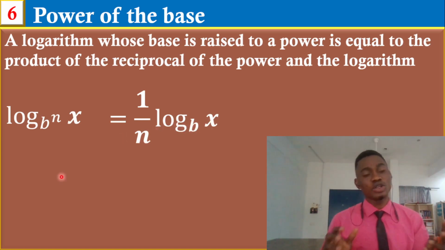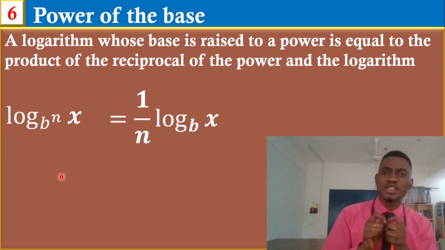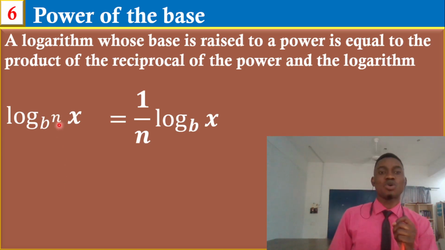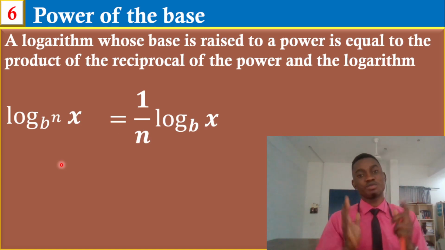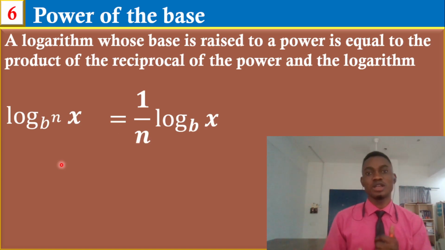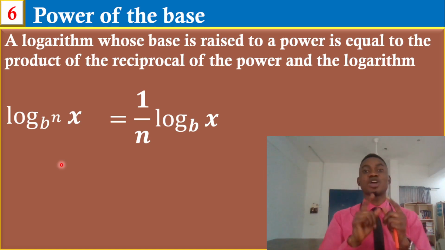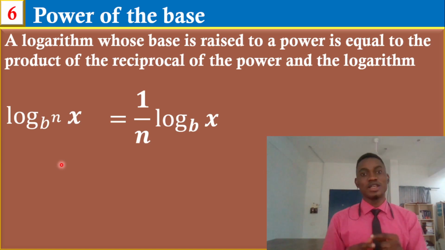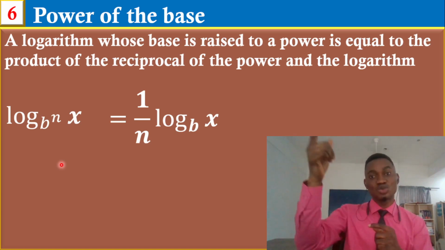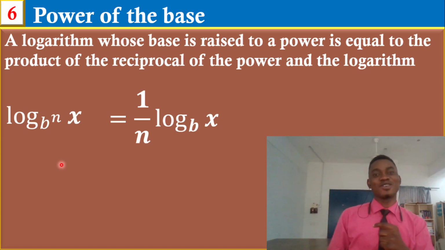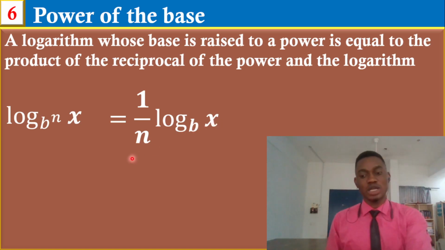So, in a nutshell, if it is the base that has the power, whatever the power is, just take the reciprocal of that power, then multiply the logarithm by that reciprocal. I believe we all know what a reciprocal is. If you have a number a, the reciprocal of a is 1 over a. If you have a number 3 over 2, the reciprocal of 3 over 2 is 2 over 3, just upside down. Let us proceed with examples.